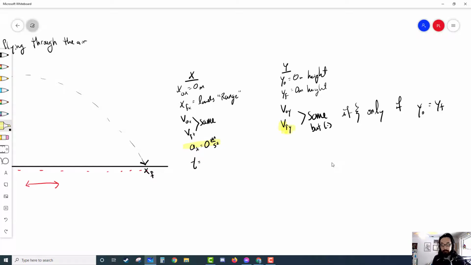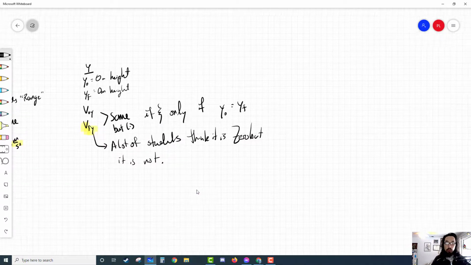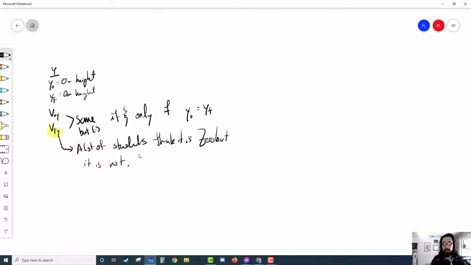So for vfy, I will say that a lot of students think it is 0, but it is not. Okay, and here is how we know. This is a quick little sidetrack. So if vfy is 0, this is my quick little idea. If v of y is 0, then what this means is when an object touches the floor or the landing of any object, that means it stops. Okay, and this is how we know it's not true.